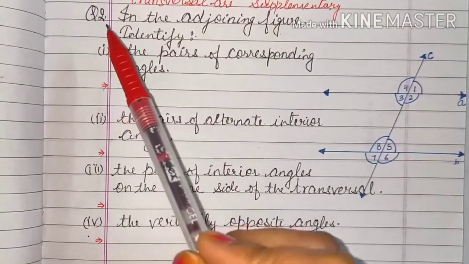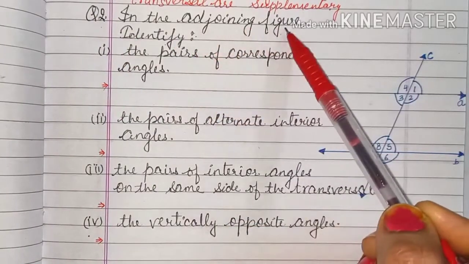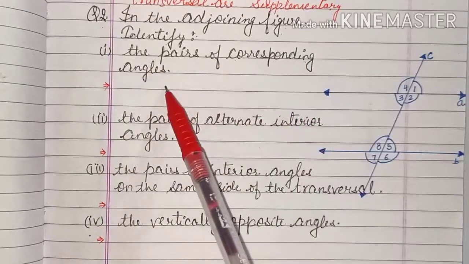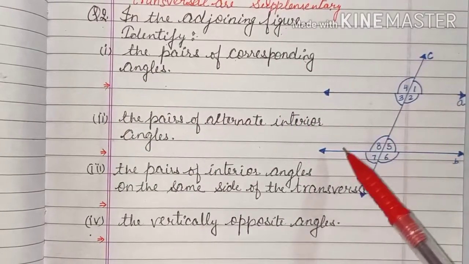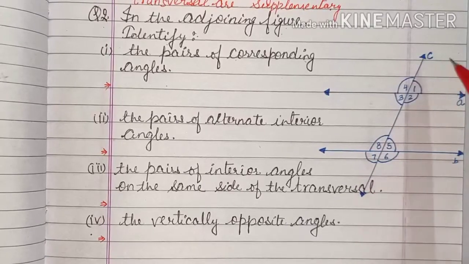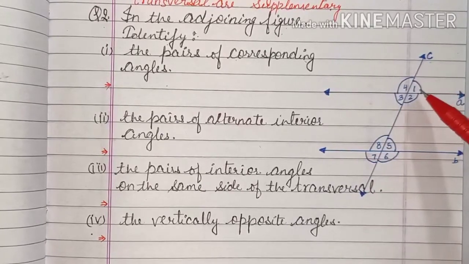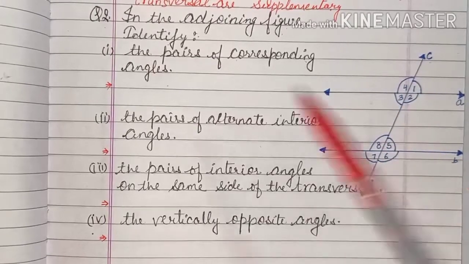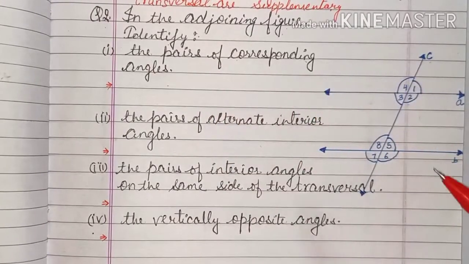Let's come to now question number 2. In the adjoining figure, identify the pairs of corresponding angles. So here we are given that these are the two lines and these are intersected by a transversal line C, and there are 8 angles 1, 2, 3, 4, 5, 6, 7 and 8. So we have to tell the pair of corresponding angles.